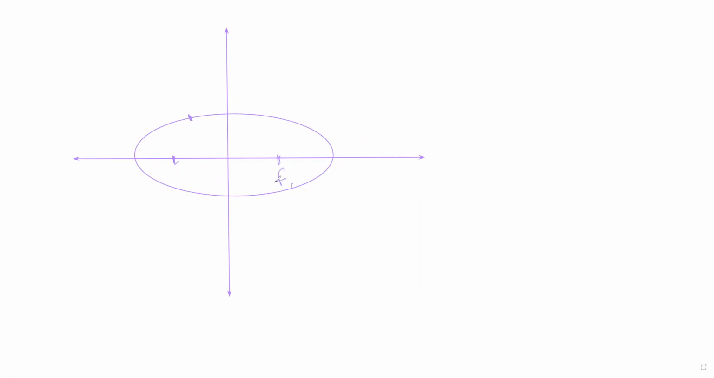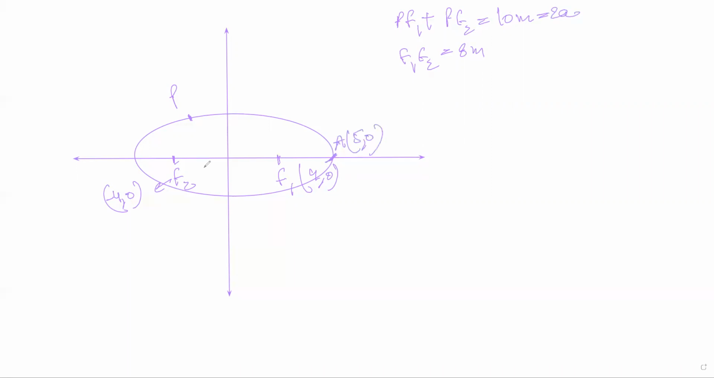So let's take this as F1, this as F2, and this point P on the race course as P. So PF1 plus PF2 is 10 meters, and the distance between the two flag posts, F1F2, is 8. So you know the coordinates of F1 are (4, 0) and F2 are (-4, 0). PF1 plus PF2 is 10 meters, which is equal to 2a. So you know the coordinates of A are (5, 0), and B are (-5, 0).